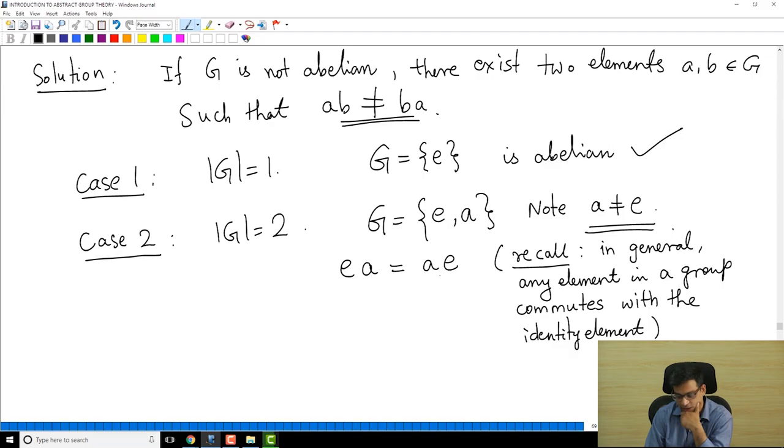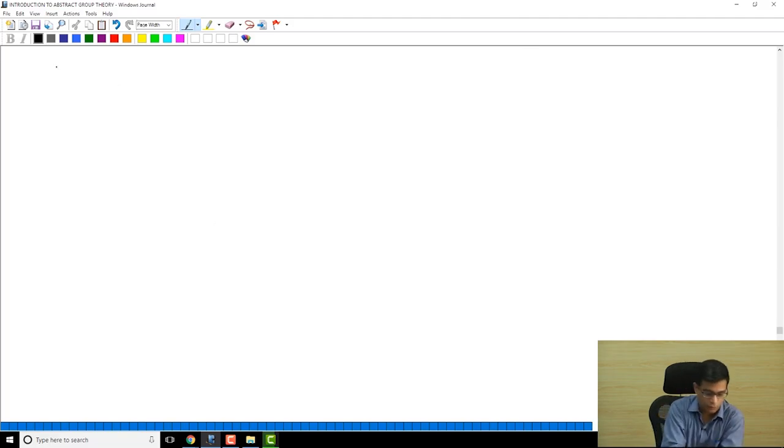So, EA is AE, that is part of the definition of a group, both individually equal to A. So, G is abelian in this case also, right? Because the only 2 elements are there and they commute with each other. So, in this case, G is an abelian group. So, we are done with order 1, order 2. We have to still consider order 3, 4, 5.